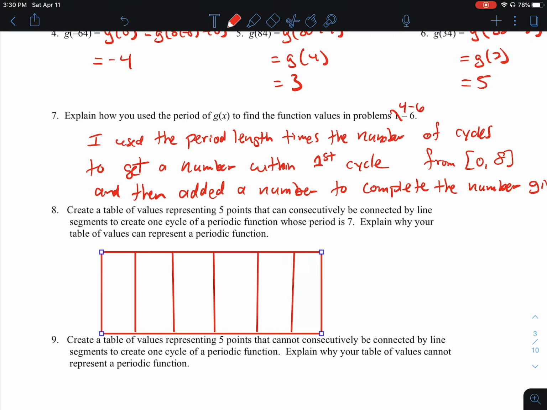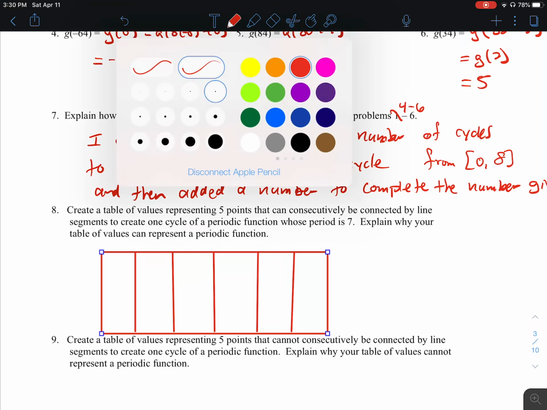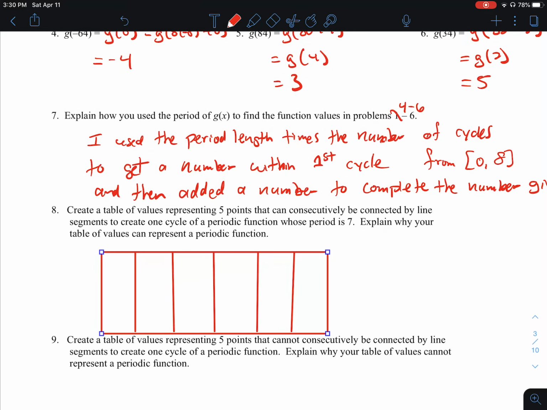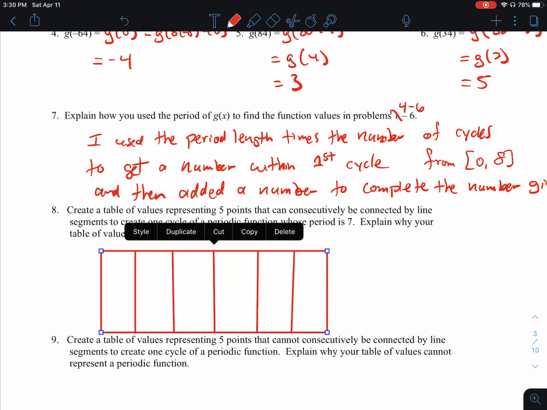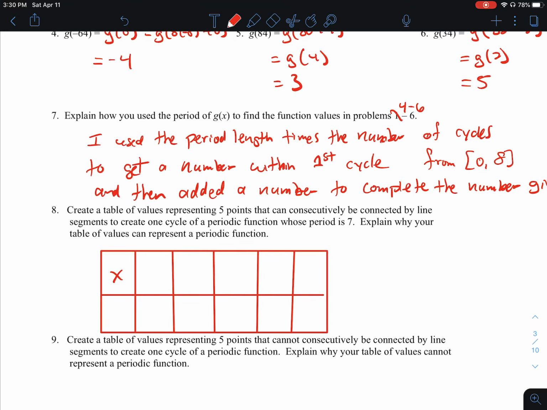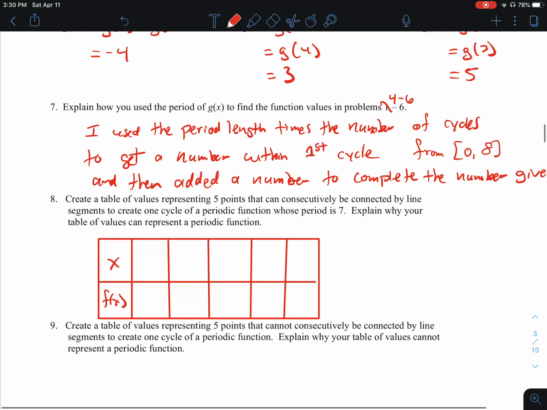So I have 6 windows here: 1, 2, 3, 4, 5, 6. And that's because for this first one, I'm going to say we got x, and here we got f of x. So I need 5 points. I got 5 horizontal spaces here. And I want the period to be 7.